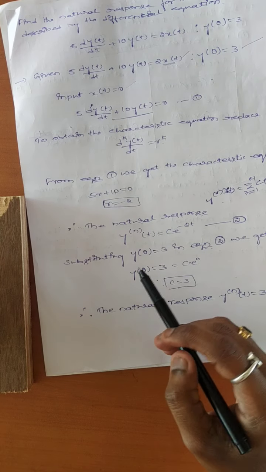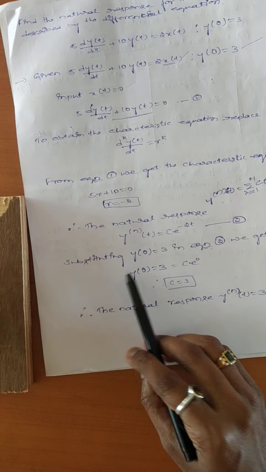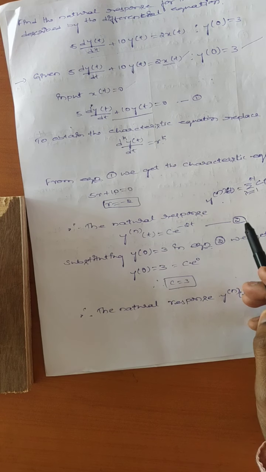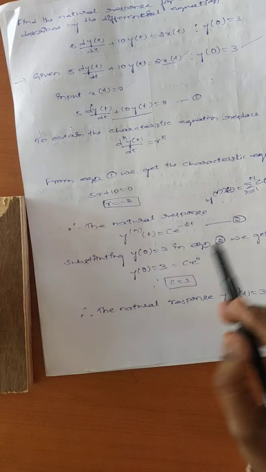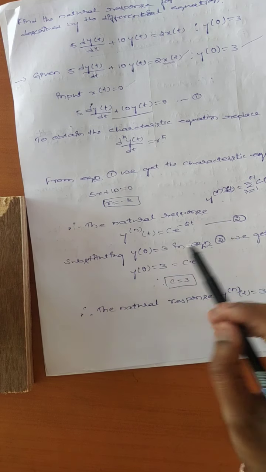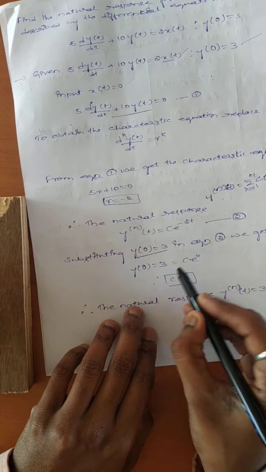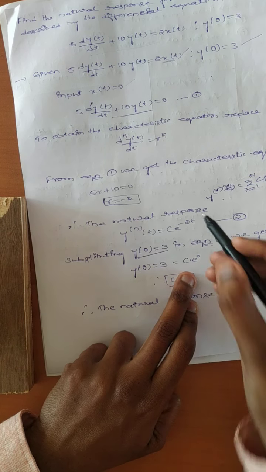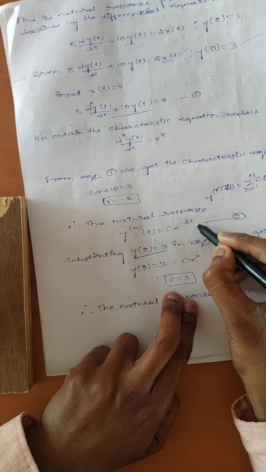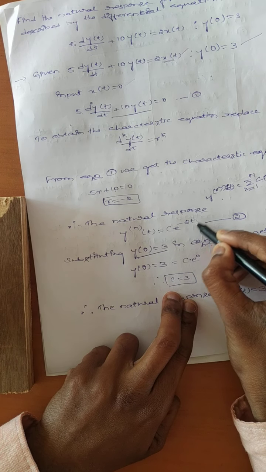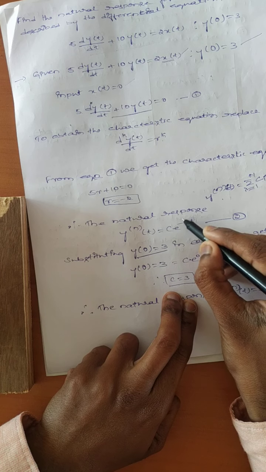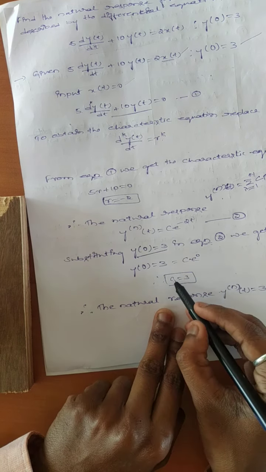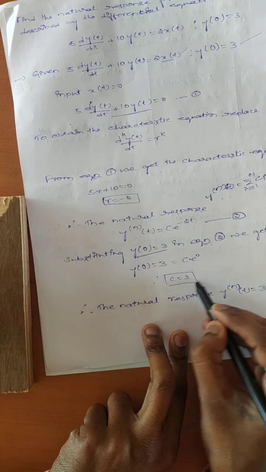Now you operate with the initial conditions, that is, substituting y of 0 is equal to 3 in equation 2. We just substitute y of 0 is equal to 3 in the above equation, equation number 2. We are going to get y of 0 is equal to 3. This is the main equation. Y of 0 is equal to 3, and that is equal to c into e to the power of minus 2t. In place of t you just put 0. So if you put 0, this term will be 0, then e to the power of 0 will be 1 only. Therefore c is equal to 3.